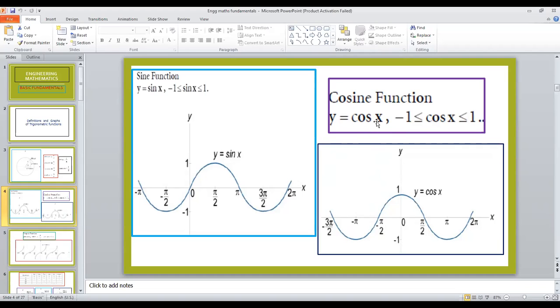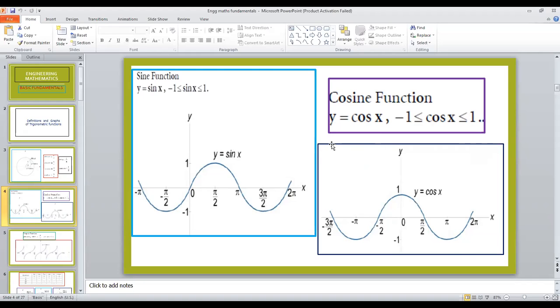Here we substitute x is equal to -π/2. What do we get for cos of -π/2? Cos of minus theta is cos theta. Is that clear? You got it? Then cos of -π/2 is cos π/2, and the value of cos of π/2 is 0.